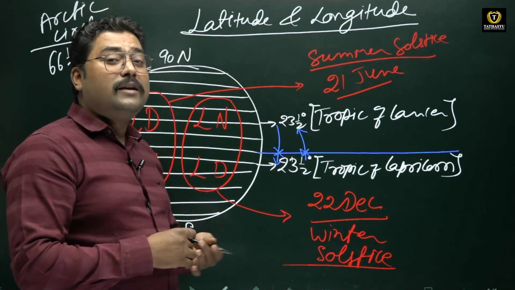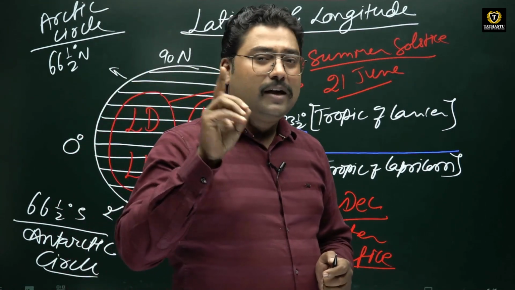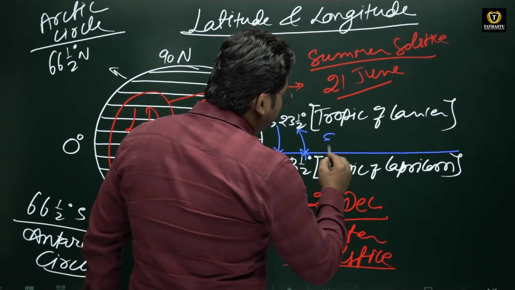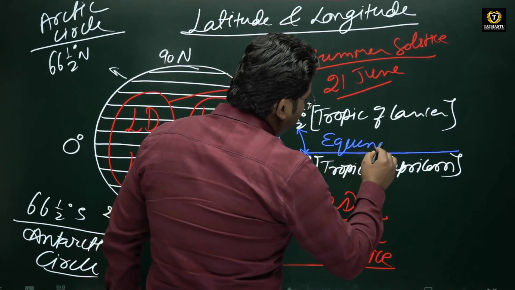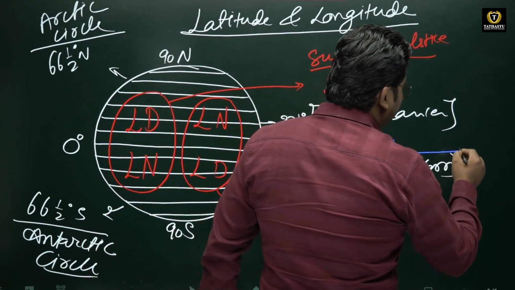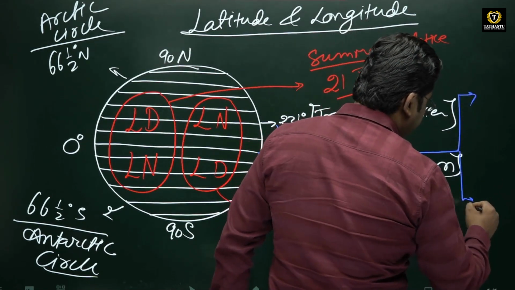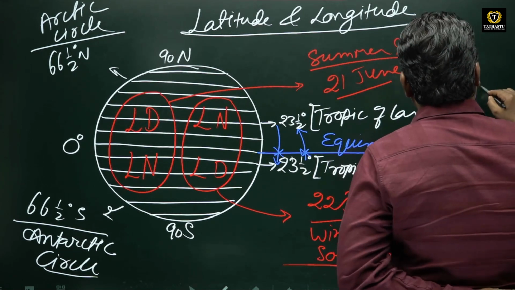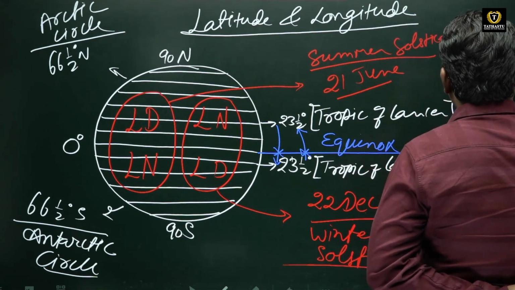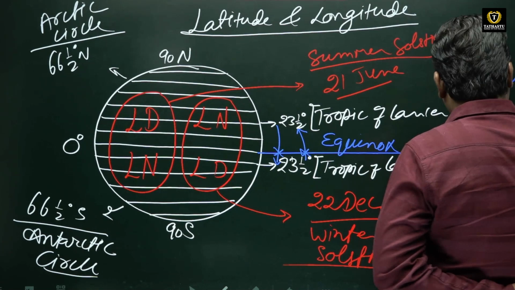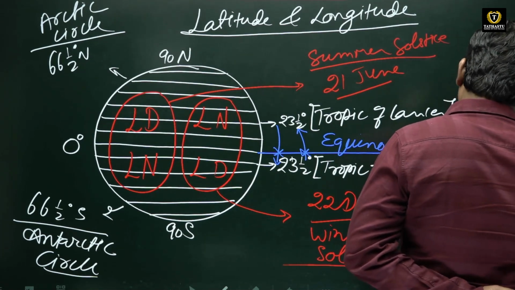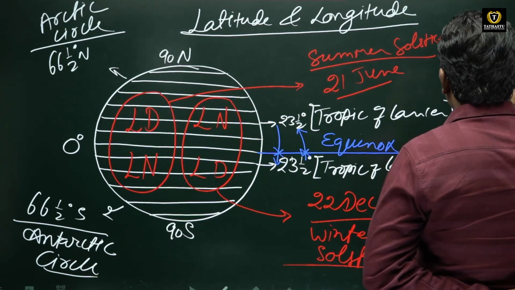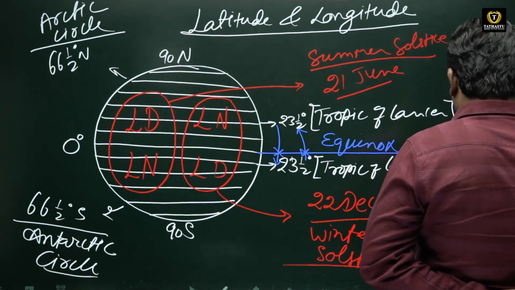Now when the sun is in the middle of the earth, the day and night will be equal, and this equal day and night event is considered as equinox, which takes place on 2 days, that is 21st March and 23rd September.